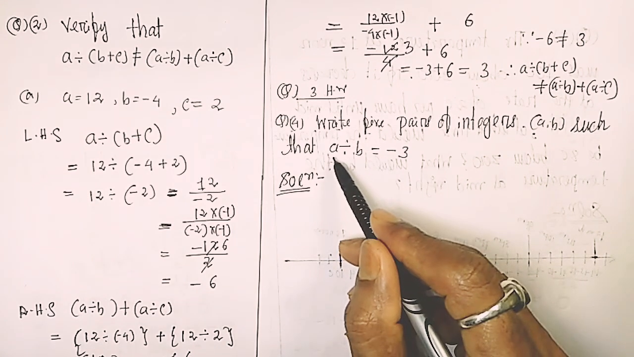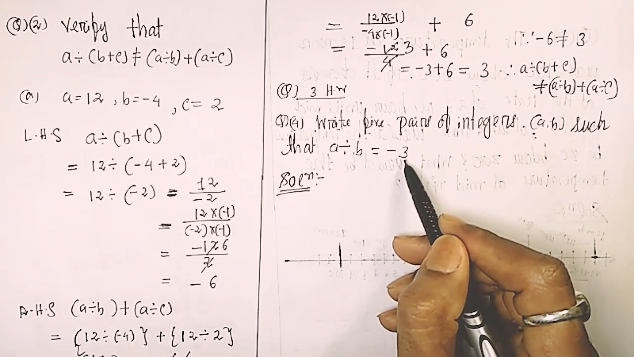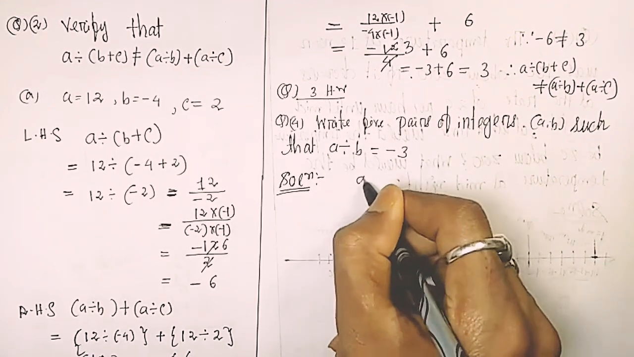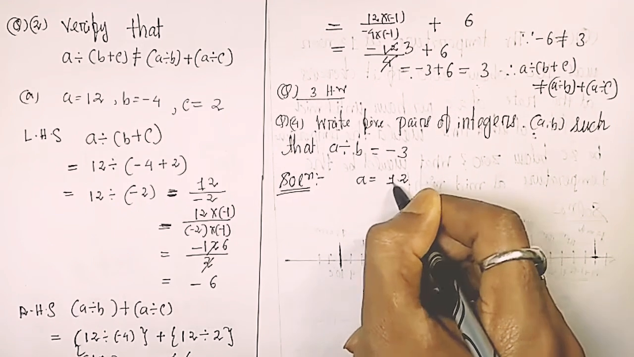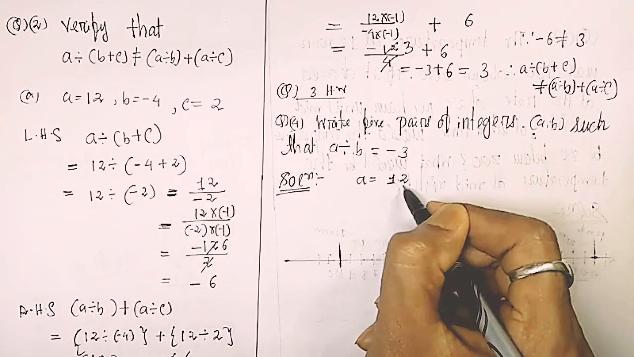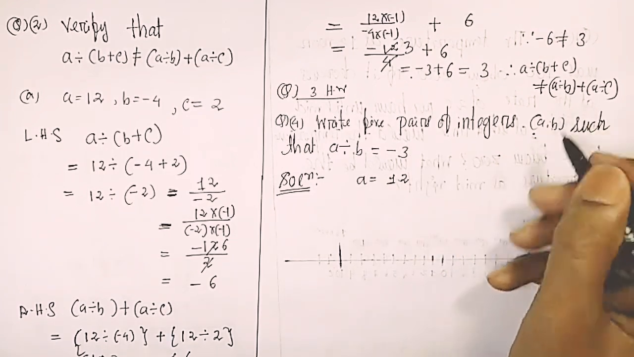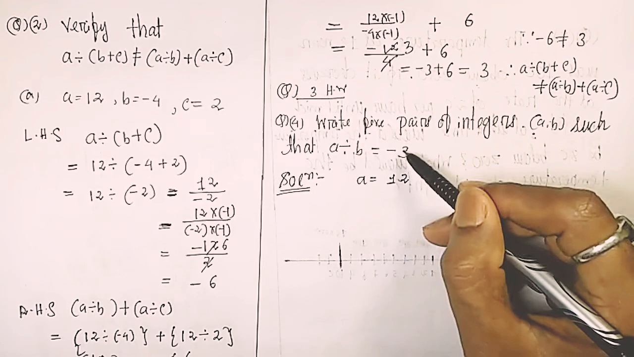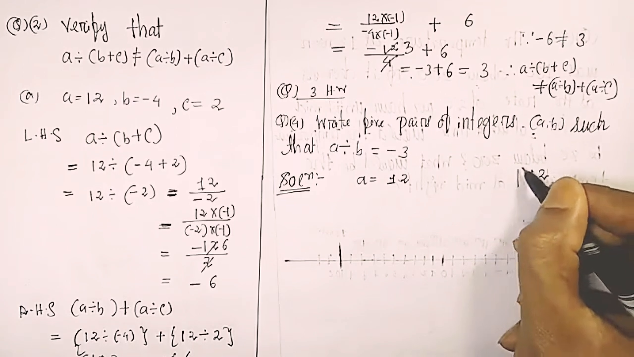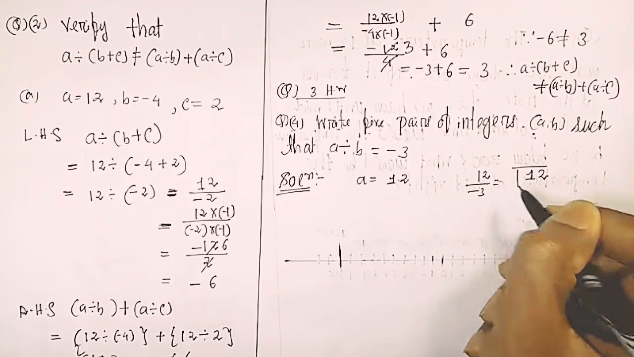Now first of all, you just take a value of A which should be divisible by 3. Any value you just take. Suppose you are taking A equals 12. 12 is divisible by 3, so you can take A equals 12. Now how can you find the value of B? Since A divide B should equal minus 3, simply 12 we should divide by minus 3.